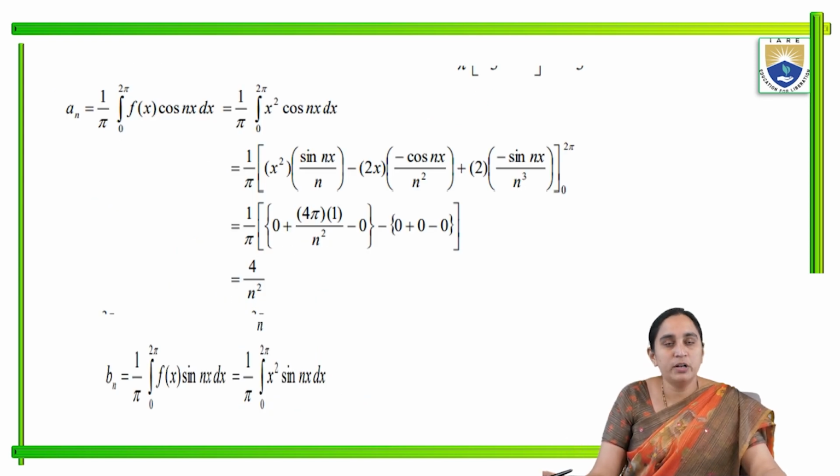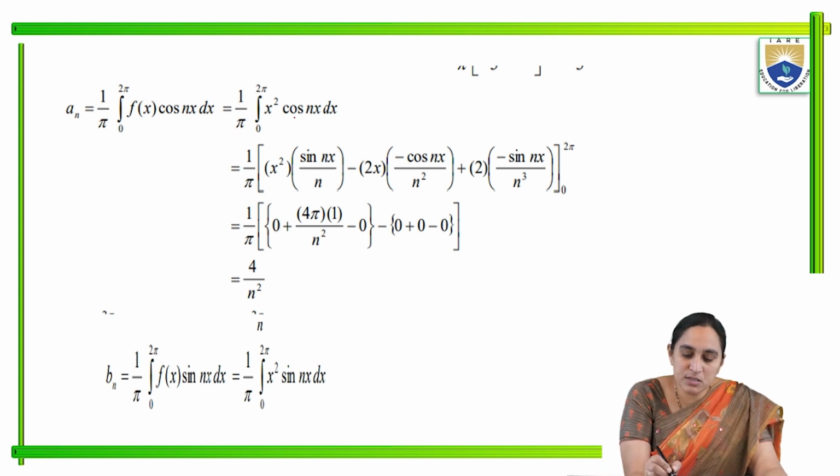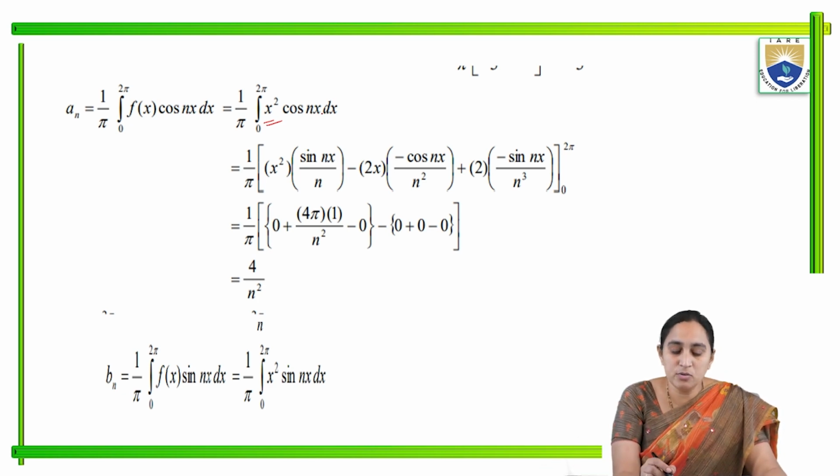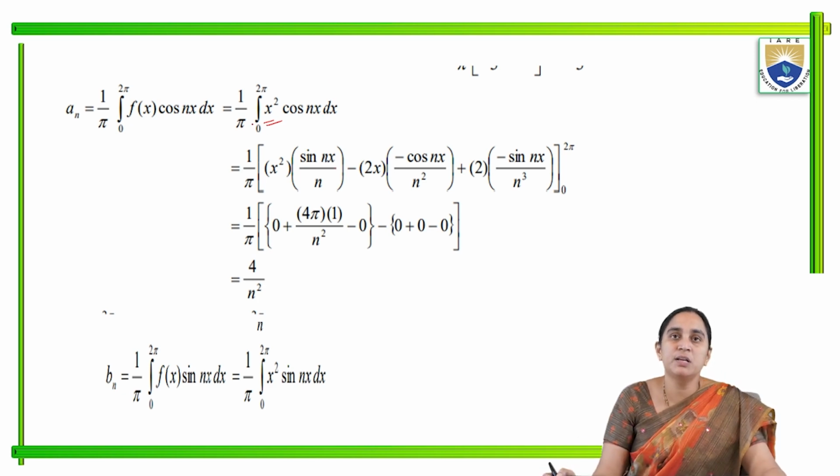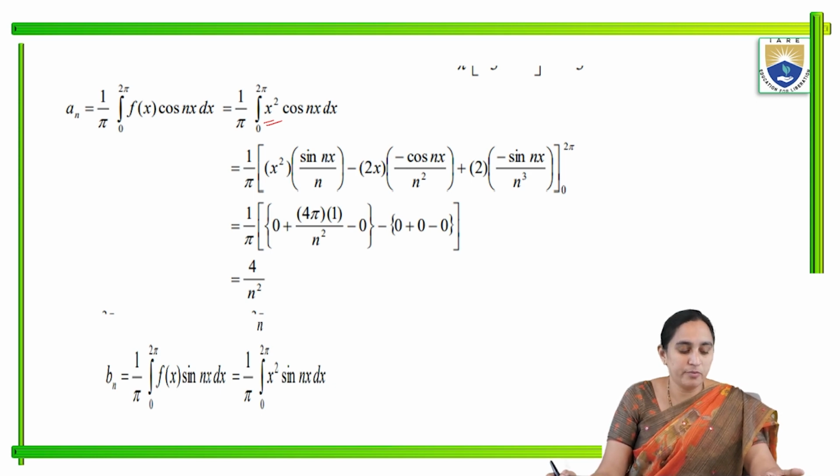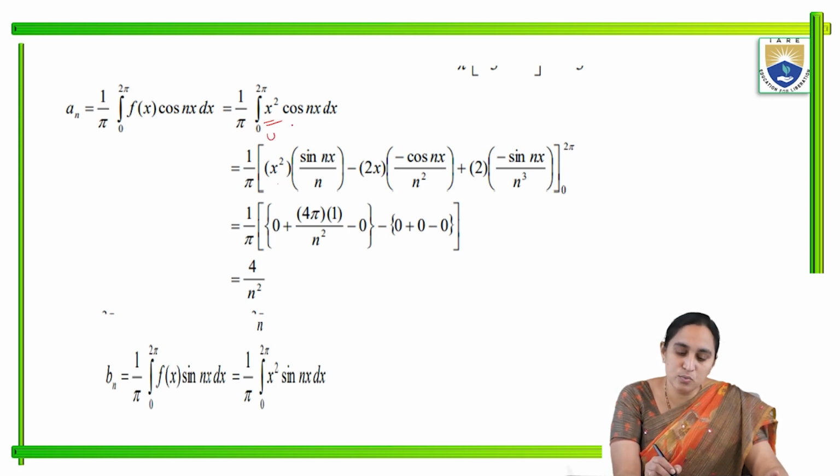And an, what is the formula of an? 1 by pi into integral 0 to 2 pi f of x into cos nx dx. Once observe, after substituting in place of f of x the function x square into cos nx, within the limits 0 to 2 pi, the integration of x square cos nx is in the form of integral uv. For that case, let us take x square as u and cos nx as v.